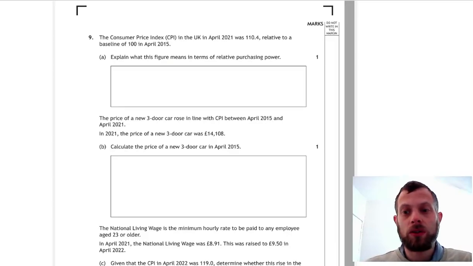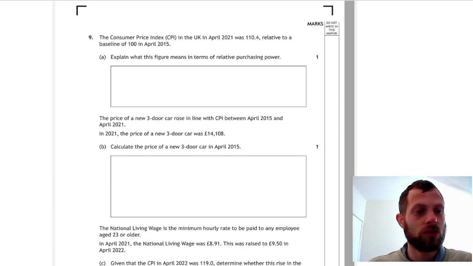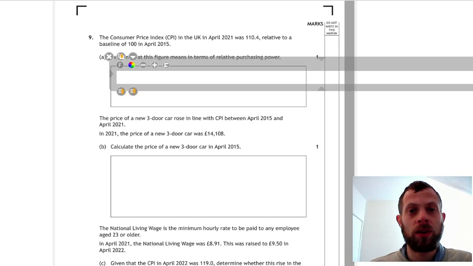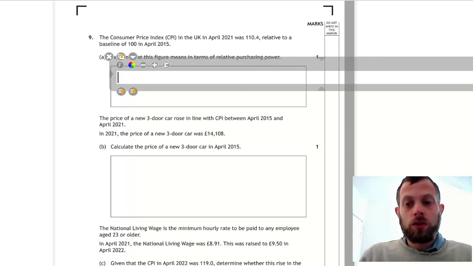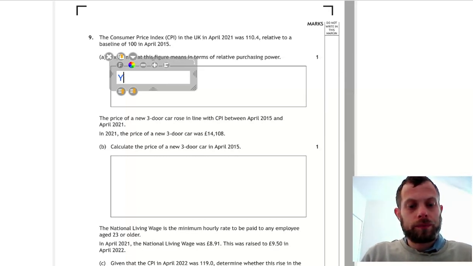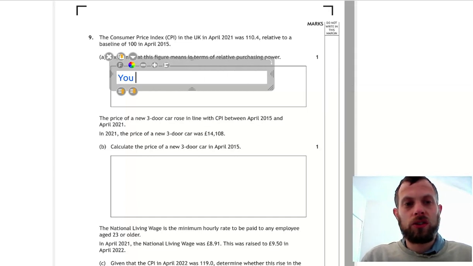Okay, this next question is on inflation. So the first question is, what does this increase in CPI from 100 to 110.4 mean? Well, it means you need more money to buy the same amount of goods.